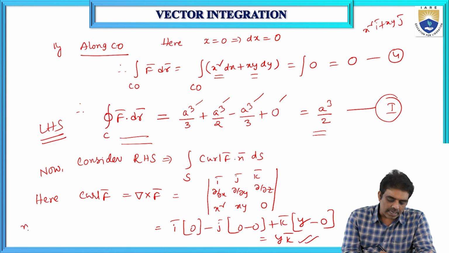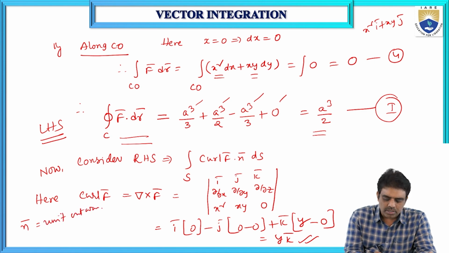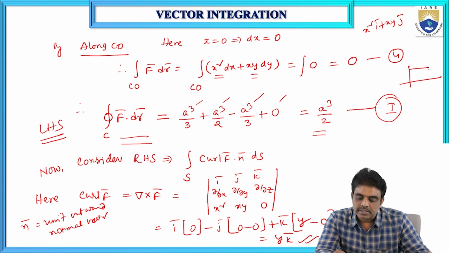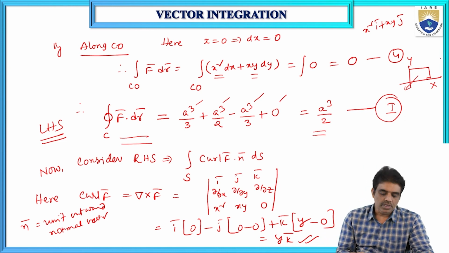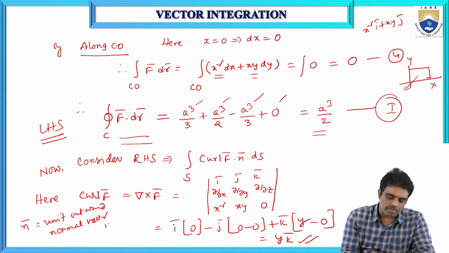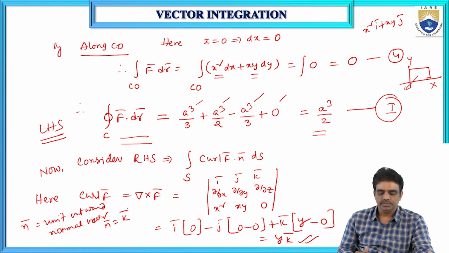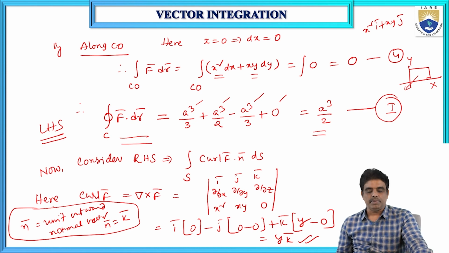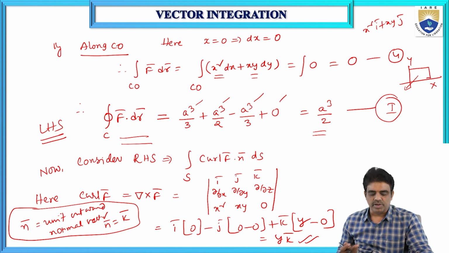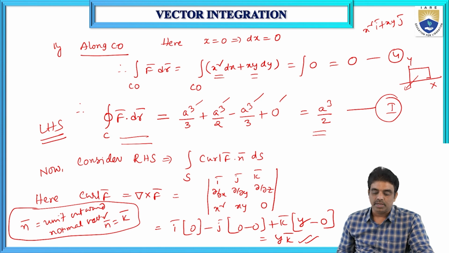And what is n bar? n bar is the unit outward normal vector. Here it is a two-dimensional space, the xy plane. The outward normal vector will be in the direction of the z-axis, or positive z. So I can write n bar is equal to k bar. Simple, no need to calculate. Just observe from the figure, n bar is equal to k bar. k bar divided by the magnitude of k bar is 1. So n bar is equal to k bar.